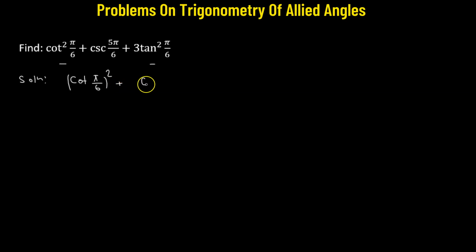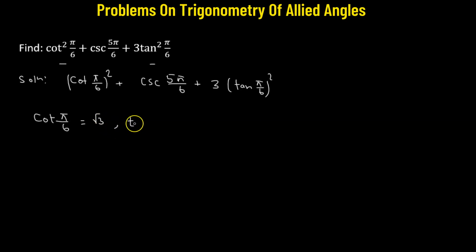Added to the second term, which is cosecant of 5 pi over 6, plus the third term, which is 3 times tangent of pi over 6 squared. Now we can find the value of cotangent of pi over 6. So cotangent of pi over 6 will be equal to square root of 3. Then tangent of pi over 6. Now we know that the tangent function is the reciprocal of the cotangent function. So that means tangent of pi over 6 will be equal to 1 over square root of 3.